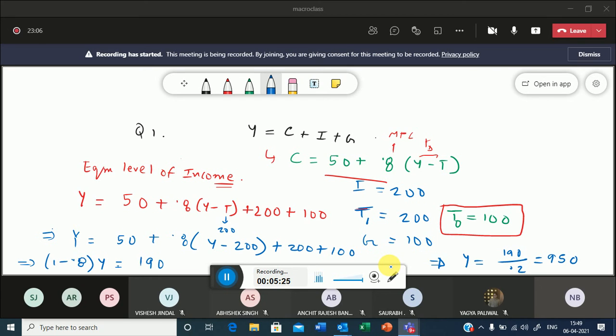Now, in the second part of the question, my question was, what happened? And this is how the multiplier is going to kick in right now.